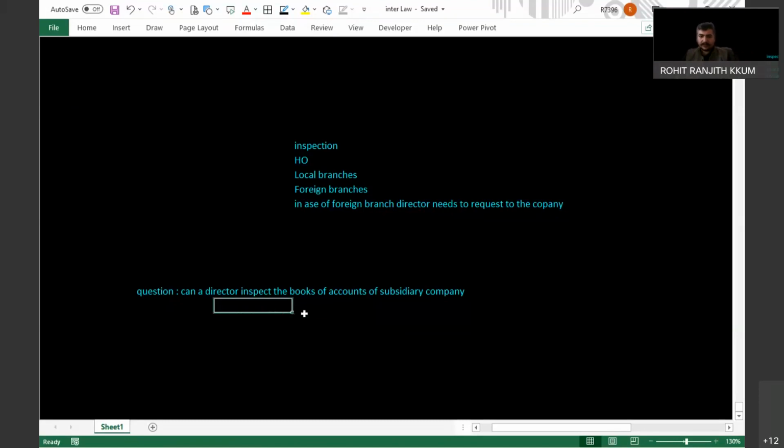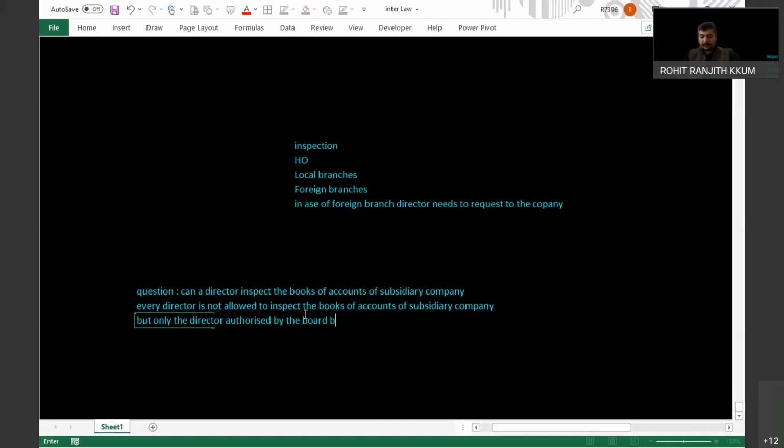Right now, guys, every director is not allowed to inspect the books of accounts of a subsidiary company, but only the director authorized. Look, I'm not talking about permission. Authorized by the board by way of passing a board resolution is allowed to inspect the books of accounts.